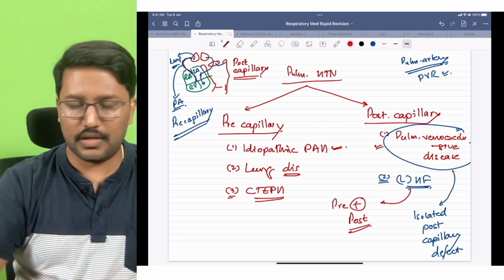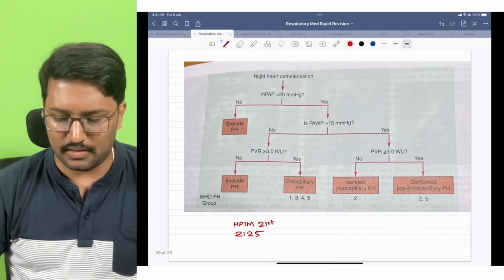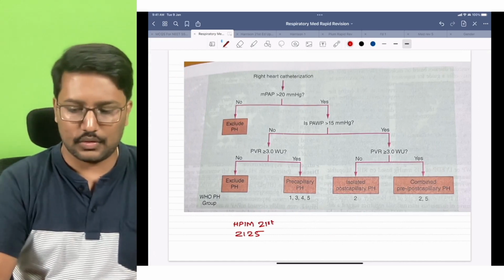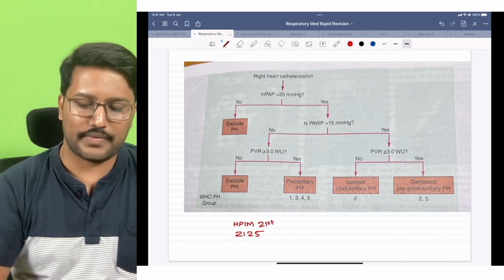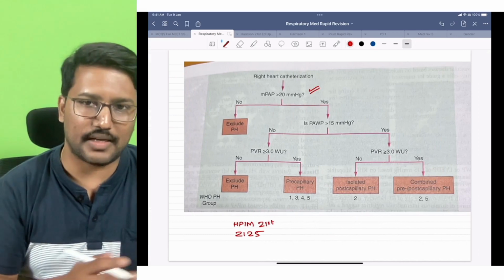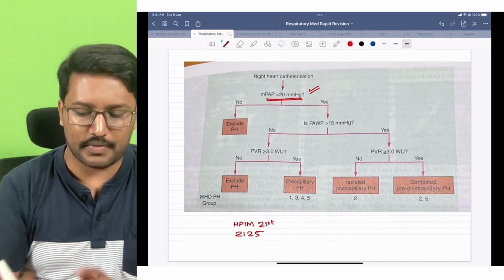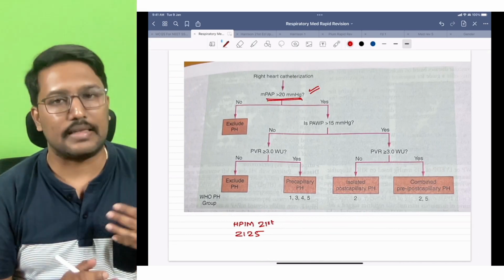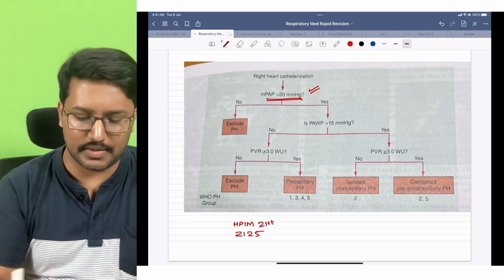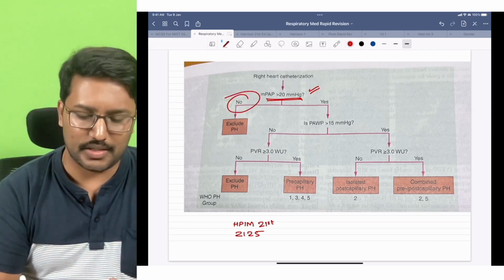Okay, now how do we evaluate a case? I am bringing in one of the algorithms from Harrison. When you get the right heart catheterization, we start by confirming the pulmonary hypertension. That is, you look at the mean PAP. If it is more than 20 millimeters of mercury, yes, there is pulmonary hypertension present. If it is less than that, pulmonary hypertension is obviously ruled out.